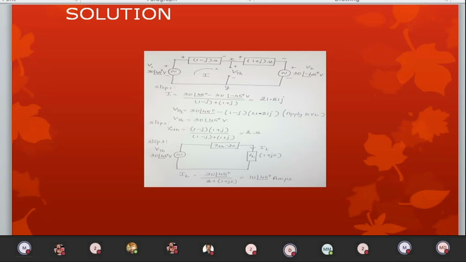I is equal to V by Z. What is V? 30 angle 45 divided by Z, which is ZL plus ZThevenin. Both are connected in series, don't forget. Sometimes students by mistake write VThevenin by ZL. That is not correct. IL is equal to VThevenin divided by ZL plus ZThevenin, because both ZThevenin and ZL are connected in series. So the load current is 10 angle 45 degrees.